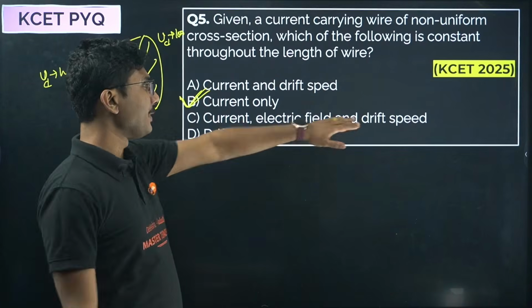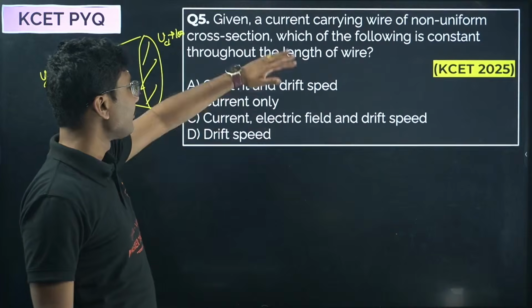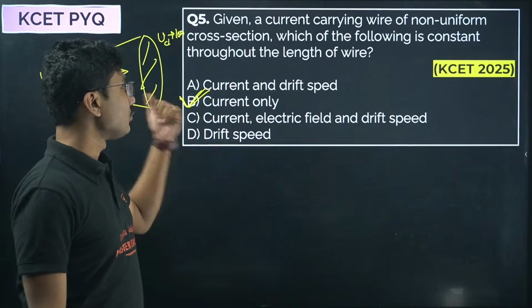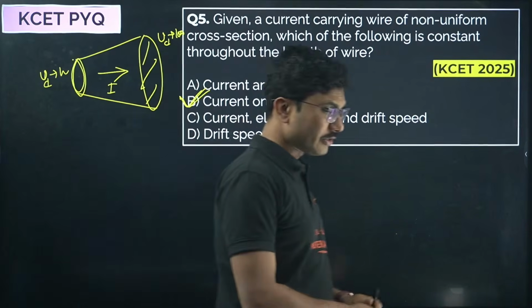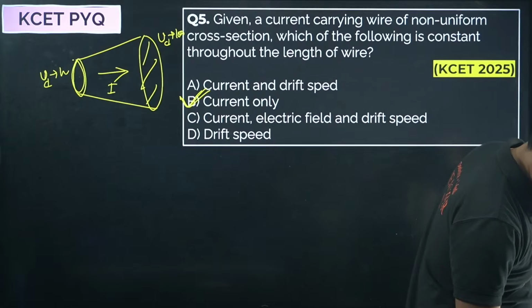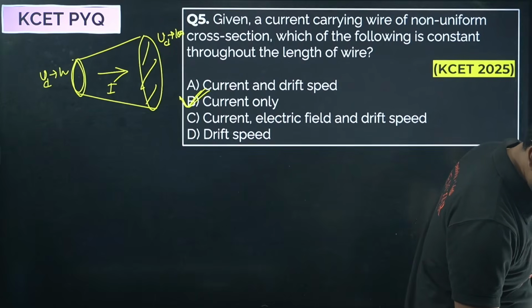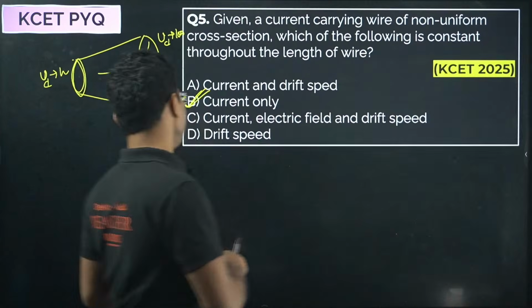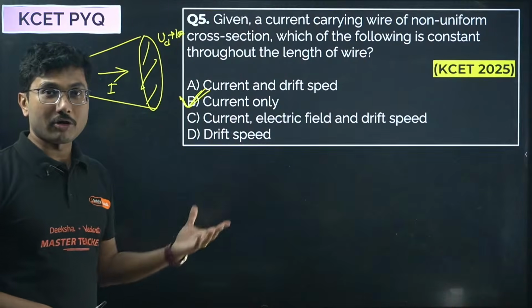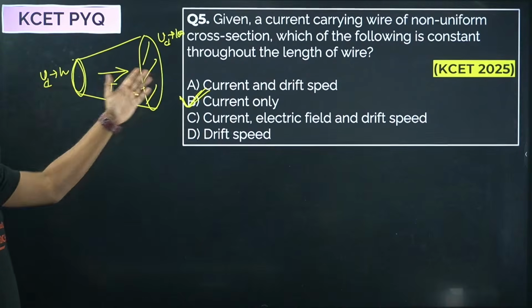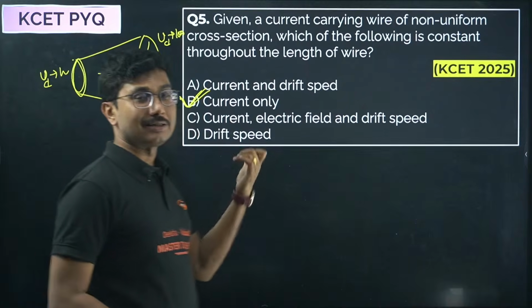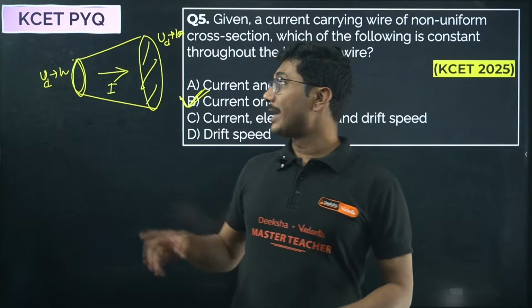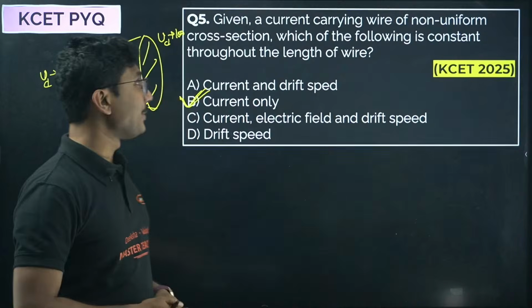Drift speed is mentioned over here, that means these three options cannot be correct. So only current is constant, not drift speed. Yes, Kavya has answered correctly. Mohammad Ibrahim, again as I mentioned, drift speed is not at all constant. Drift speed depends on area. So if the area is not uniform, then drift speed cannot be constant.